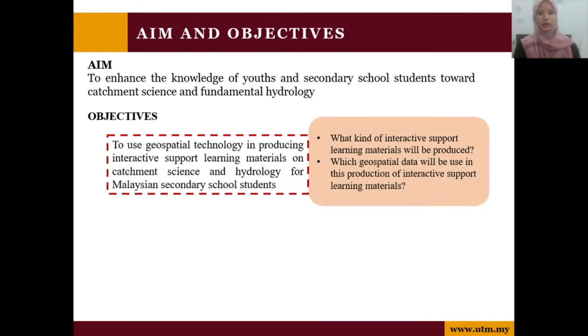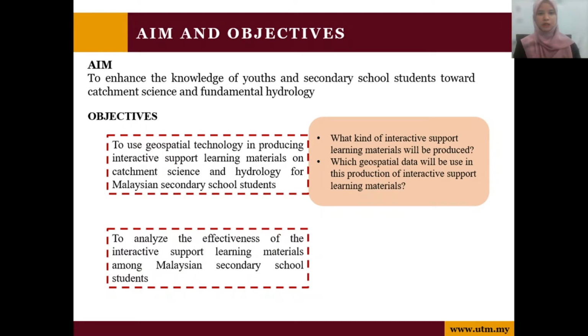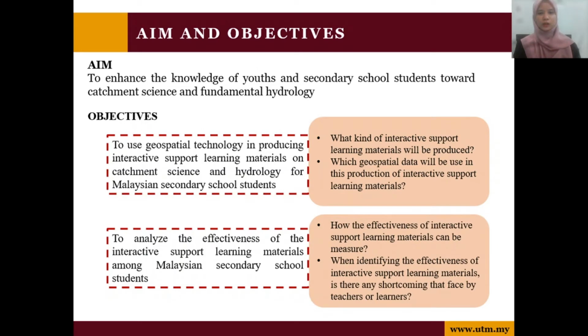The research questions that can be listed from this first objective are: what kind of interactive support learning material will be produced, and which geospatial data will be used in the production of interactive support learning materials? The second objective is to analyze the effectiveness of interactive support learning materials among Malaysian secondary school students. The research question from this second objective is how the effectiveness of interactive support learning material can be measured, and when identifying the effectiveness, is there any shortcoming faced by teachers or learners?